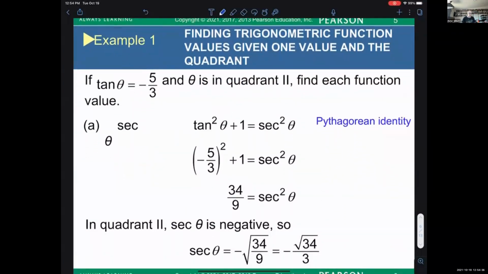So here's an example, example 1. So let's change this here. If tan theta is equal to -3/5 and theta is in quadrant 2, so this is one bit of information we're given, and this is a second bit of information we're given. Then find each of the function values below. And of course, the slides are a little messed up. I think this is just supposed to be secant theta, or the theta got put too low for some reason.